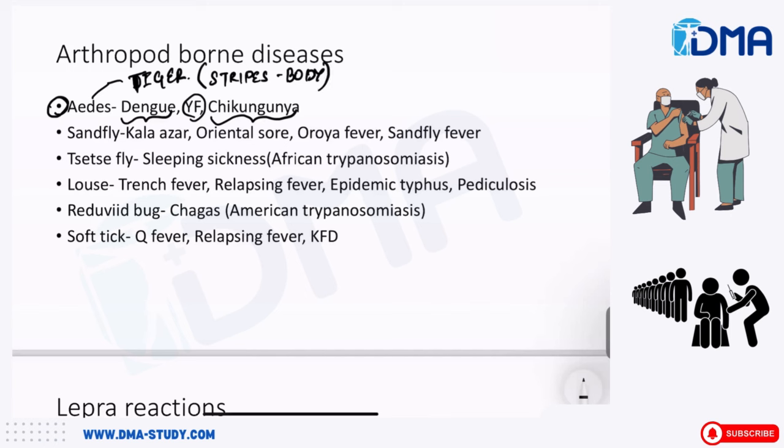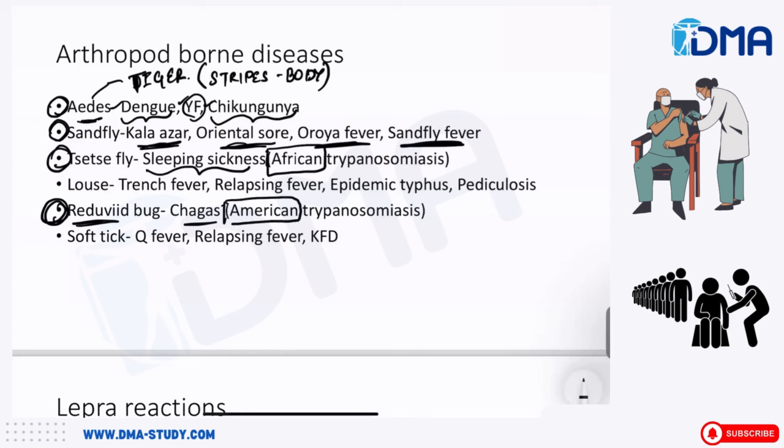So what are the three conditions transmitted by Aedes? Dengue, yellow fever, and chikungunya. In sand fly, you have to know kalazar, which is known as leishmaniasis, oriental sore, oroya fever, and sand fly fever. Tsetse fly causes sleeping sickness, known as African trypanosomiasis. While in reduviid bug, you have Chagas disease, which is American trypanosomiasis. These two are important conditions.